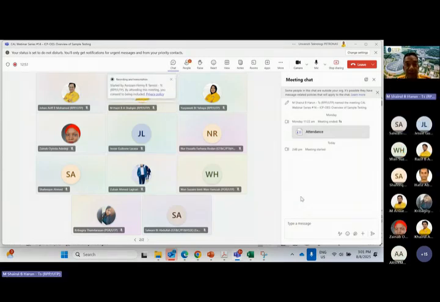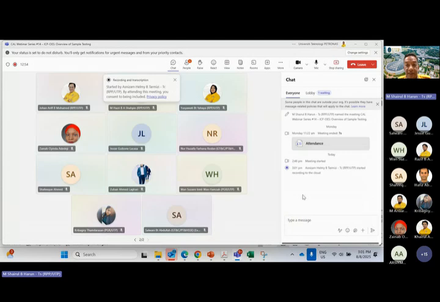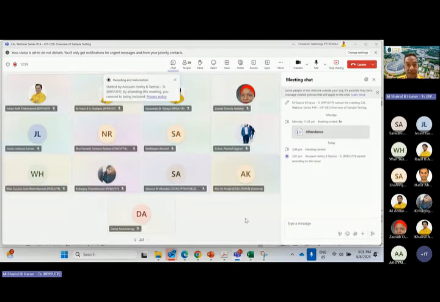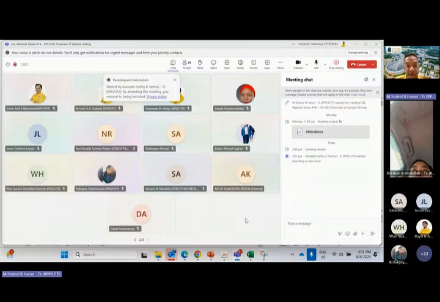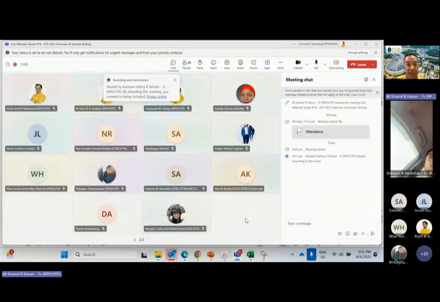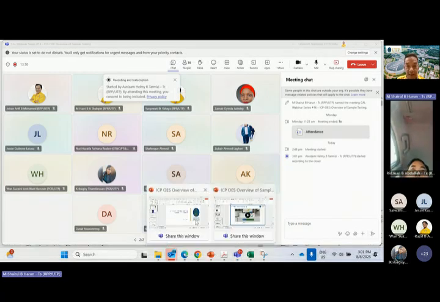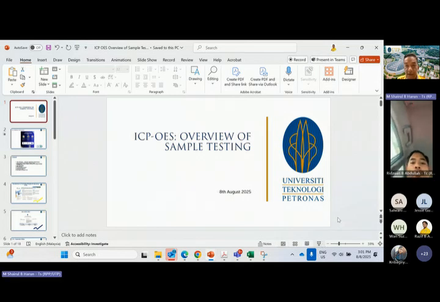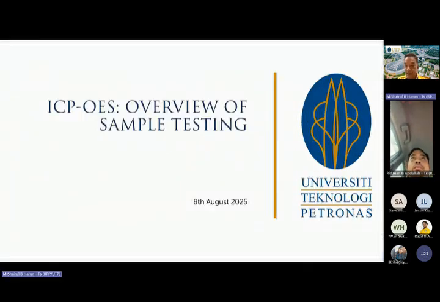Mr. Azizam Helmi from Physical Clusters. He's the PIC for ICP OES. I think he has almost 25 years of experience handling laboratory equipment, including ICP. Together with us today also is Madam Katrina Ng Swileng, our guest speaker, who is also experienced in handling testing, including the ICP OES.